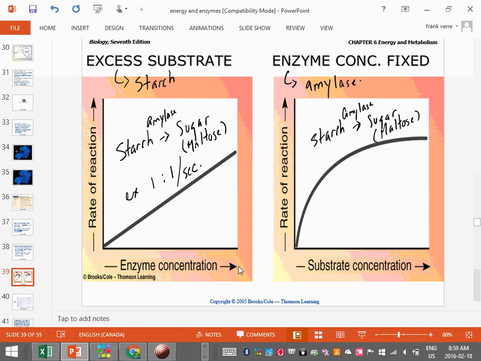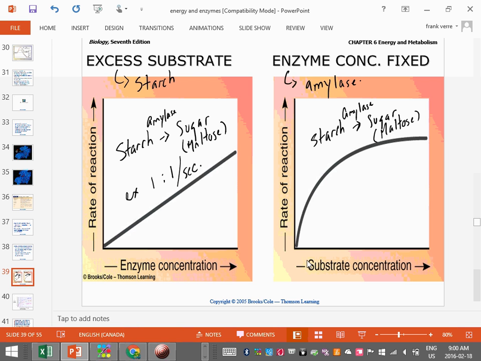Well, if I have more enzymes, so if I look at my x-axis, and I add more enzymes, I notice that my reaction rate goes up. So if I was measuring sugar production from starch, and I have X amount of enzymes, and I double X amount of enzymes, I make more sugar. If I triple it, I make even more sugar. If I quadruple it, I make even more sugar. Why? Why does the rate go up? Because I have more what? I have more enzymes, right? I have more enzymes working on the starch. That one's pretty obvious.